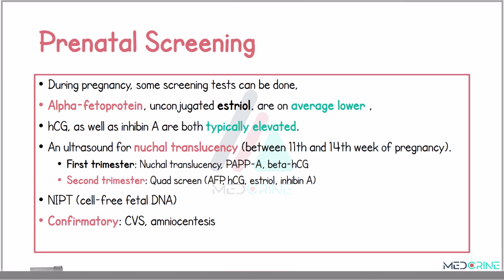During pregnancy, some screening tests can be done and certain markers suggest a higher risk that a baby might have Down syndrome. For example, alpha-fetoprotein and unconjugated estriol are on average lower when compared to unaffected pregnancies, and human chorionic gonadotropin and inhibin A hormones are typically elevated compared to unaffected pregnancies. An imaging test with an ultrasound is performed where you look for nuchal translucency between the 11th to 14th weeks of pregnancy. And a confirmatory test is CVS or amniocentesis.